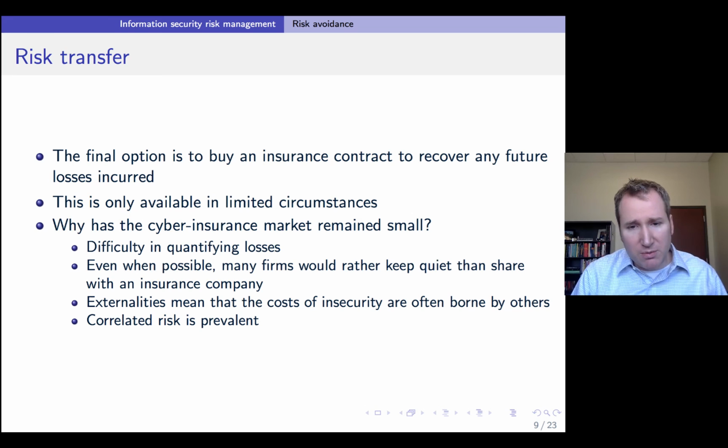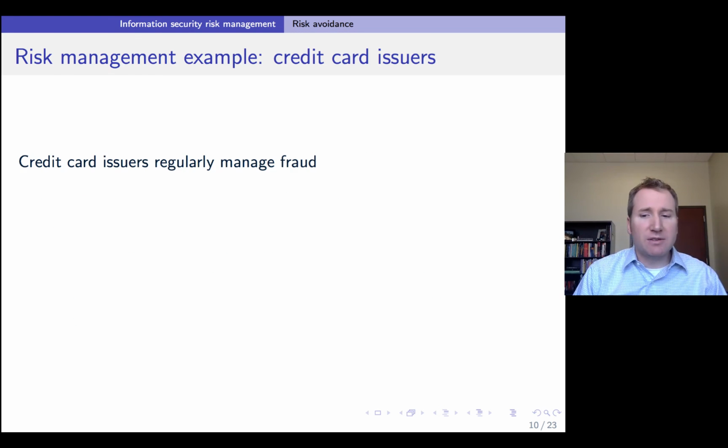And then finally, there's a big problem with correlated risk. So, if everyone is running the same version of an operating system, and it has a common vulnerability that would lead to a correlated failure or correlated loss event, this becomes really hard to insure. So as a result of all of these things, you find that cyber insurance contracts tend to be very narrowly written.